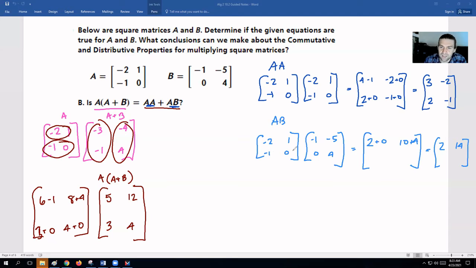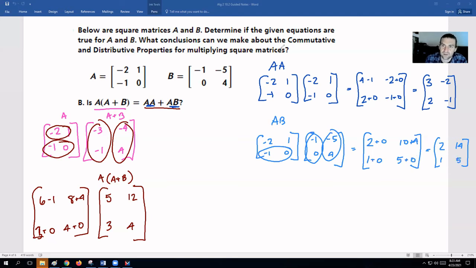All right, now second row, first column here. -1 times -1 is 1. 0 times 0 is 0. Okay, and that would be 1. And then let's see, second row, second column. -1 times -5 is 5. 0 times 4 is 0. 5 plus 0 is 5.